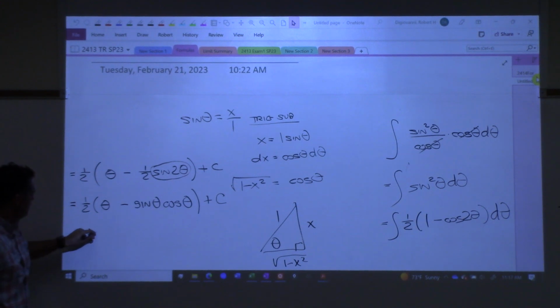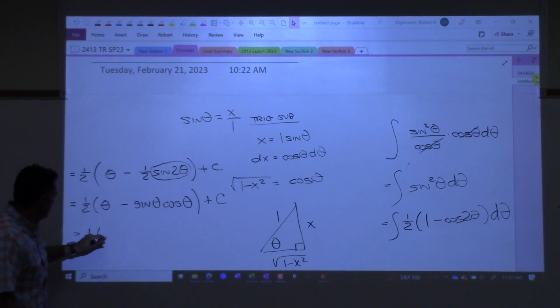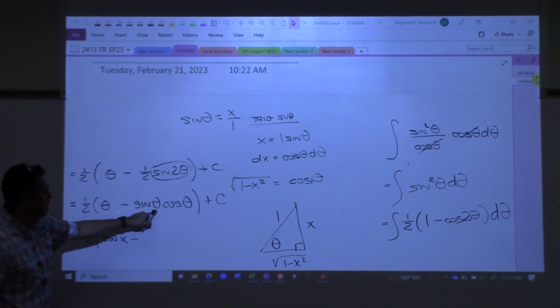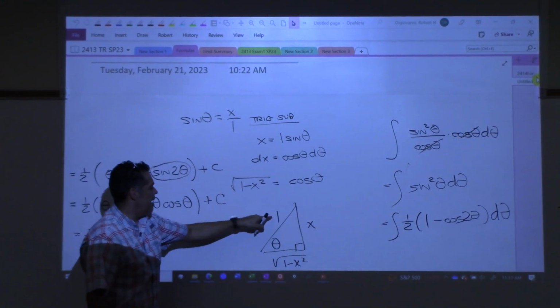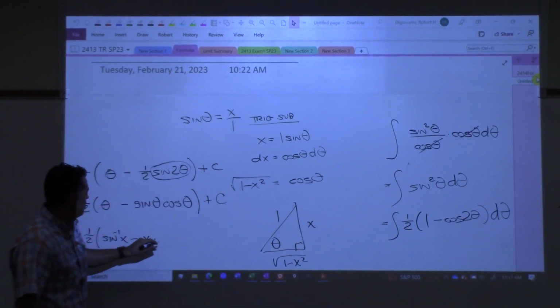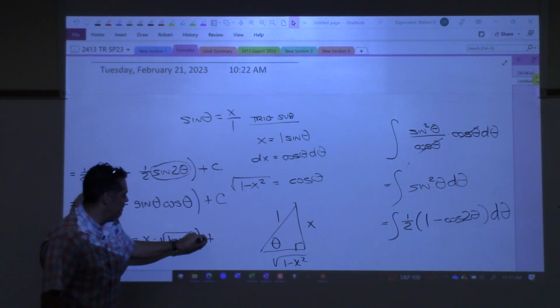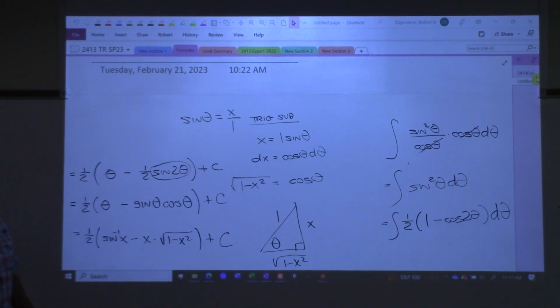So 1/2. Okay, theta, how do you get theta? Inverse sine on both sides there. So that's inverse sine of x. And then minus sine of theta, which is x over 1, x, whatever. And then cosine theta, which is that over 1, which is this. That's it right there.